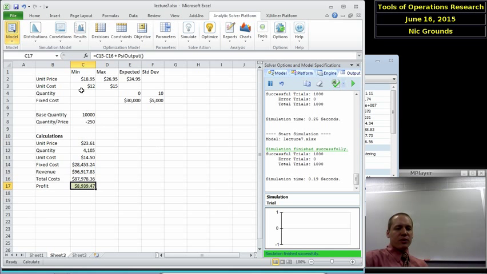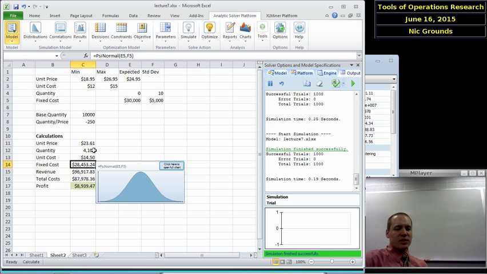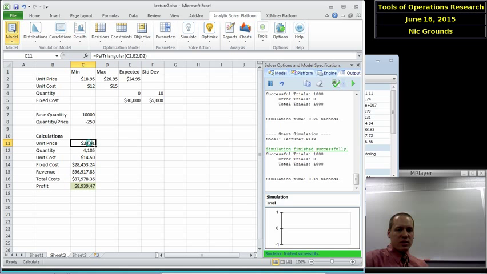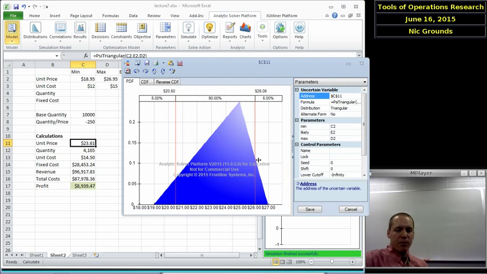So this example was instructive merely in that it demonstrated how we can use triangle distributions, uniform distributions, normal distributions, all within the same model. Again, if I double click on any of these cells that have these distributions defined in them, it'll bring up and show me what that distribution looks like. So here's what a randomly selected unit price would look like in terms of how likely each value is.